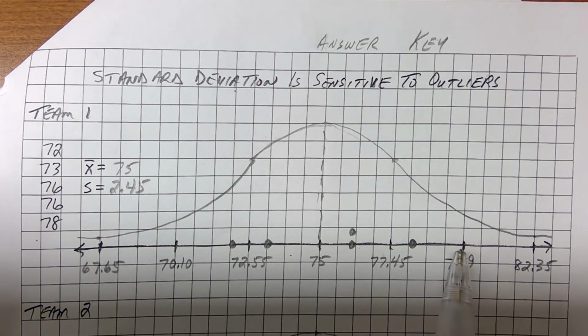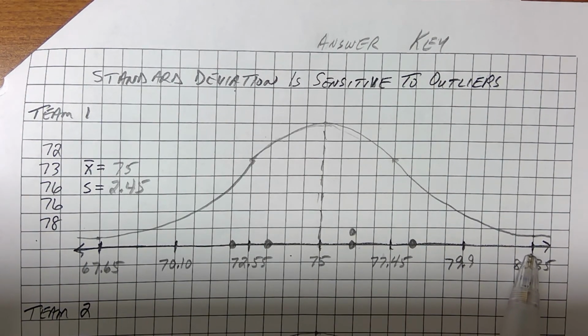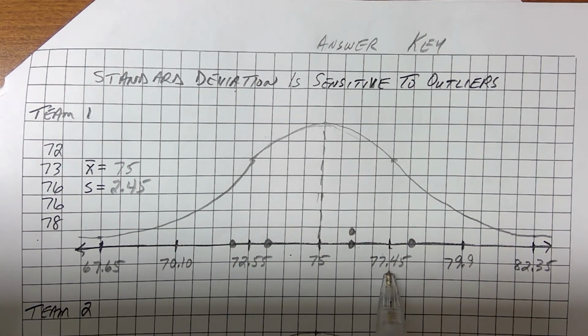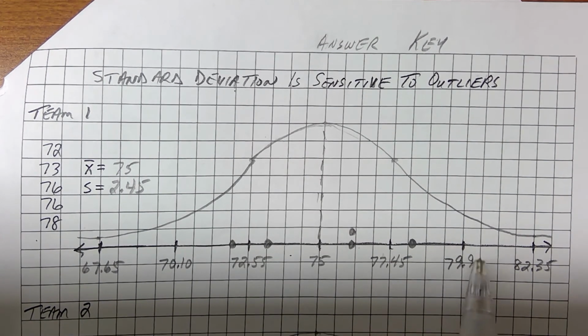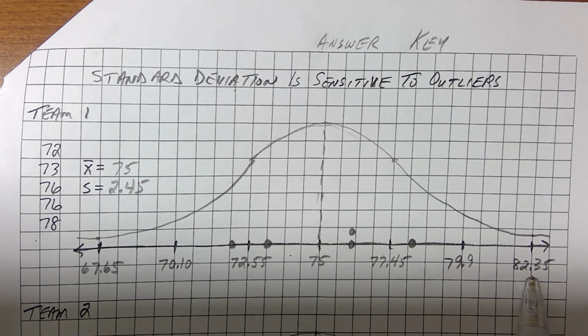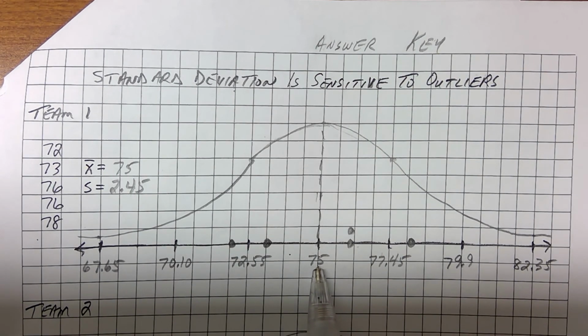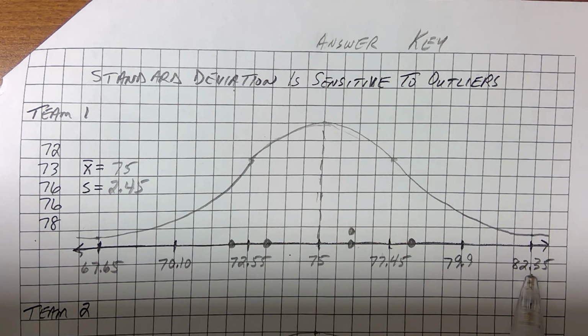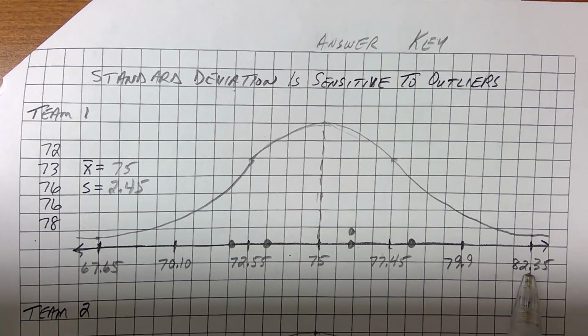That means if I go 1, 2, 3 steps to the right, 3 standard deviations to the right, I'm going to add 2.45, which gives me 77.45 inches, and I add another 2.45 to get 79.9, and another 2.45 to get a final standard deviation of 82.35. So the mean, the average, plus 3 standard deviations takes us out to 82.35 inches tall. That's pretty darn tall.